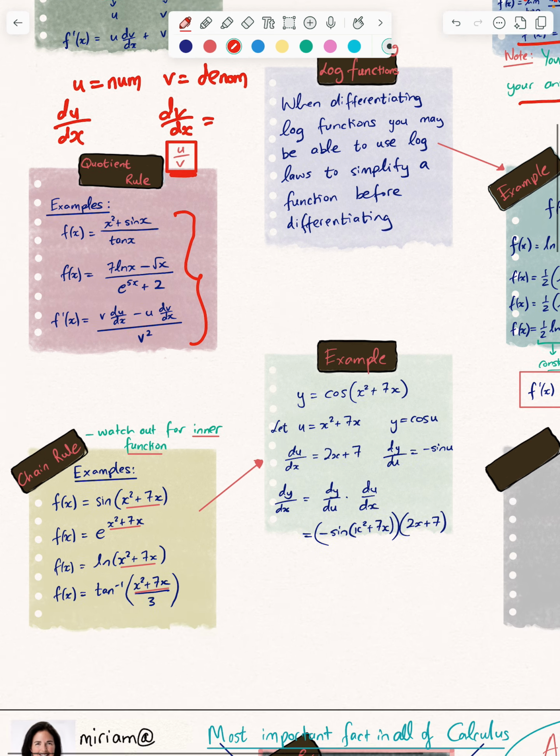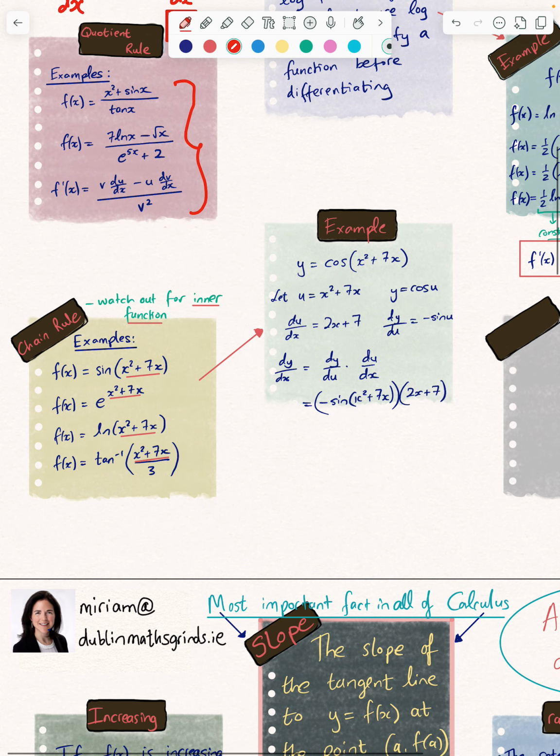Now, the trickiest one, the one they quite like to ask if they're asking an individual differentiation problem, is the chain rule. Watch out for the inner functions.